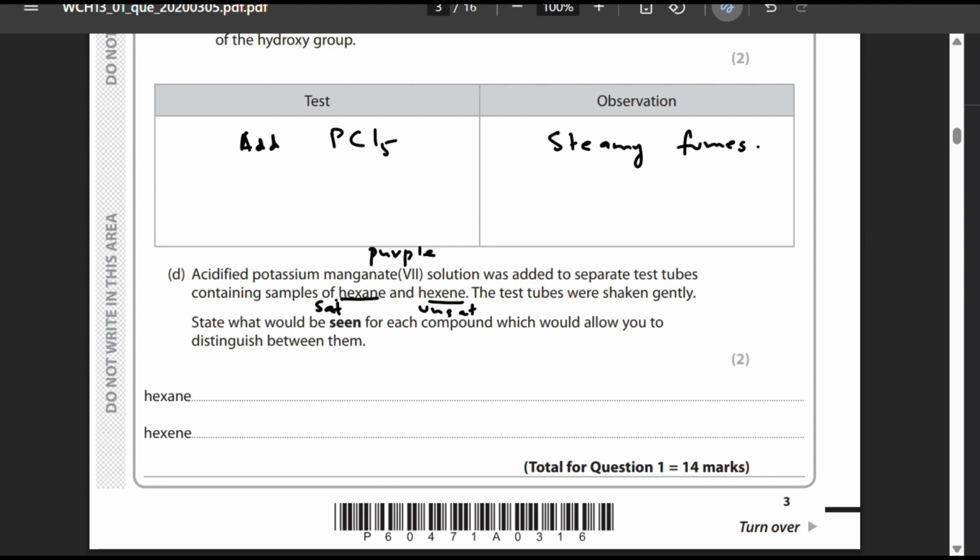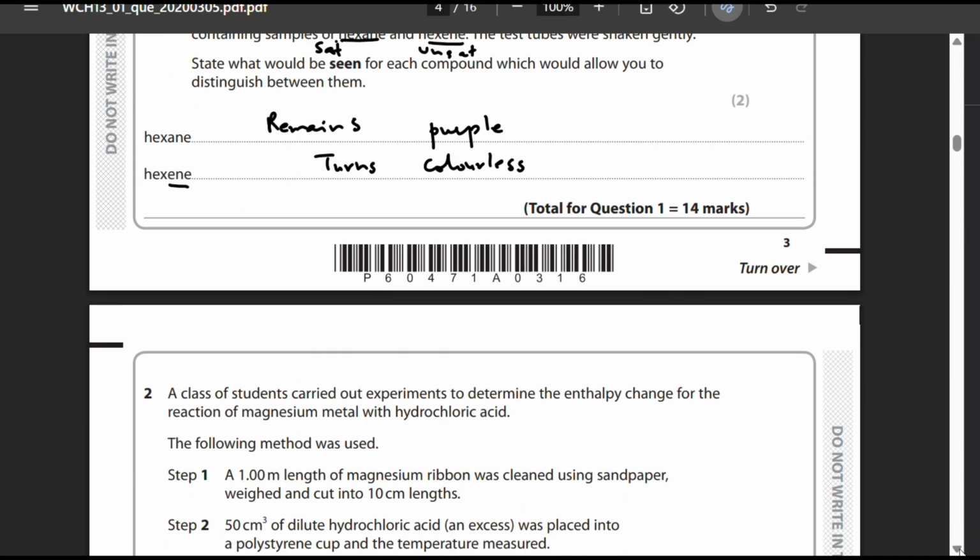it will remain purple, so it remains purple, no change in color. In the presence of the double bond in hexene, it will turn colorless. So this is also a test which can be used to distinguish between unsaturated and saturated hydrocarbons. You are familiar with the very famous bromine water test, but this test, with potassium permanganate, can also be used to distinguish between these two.